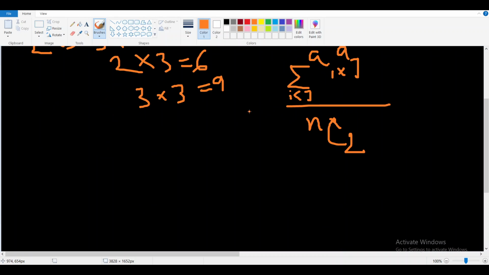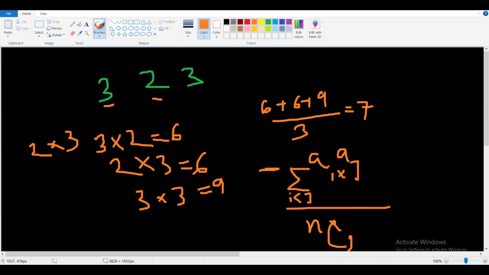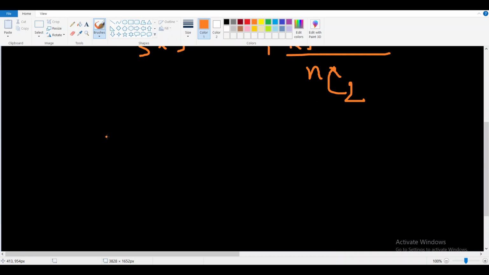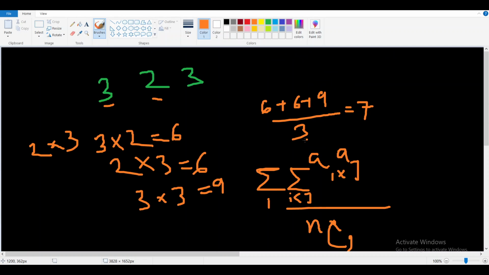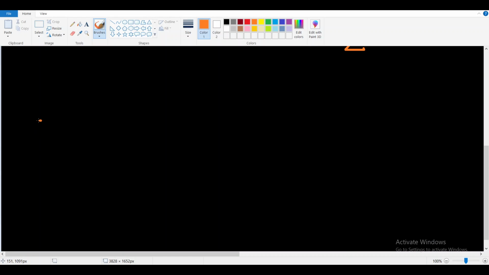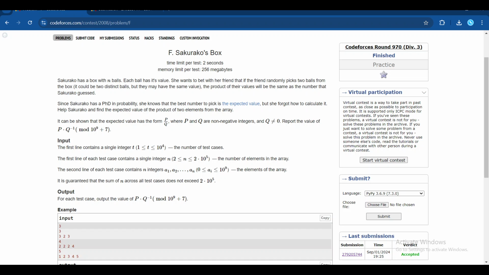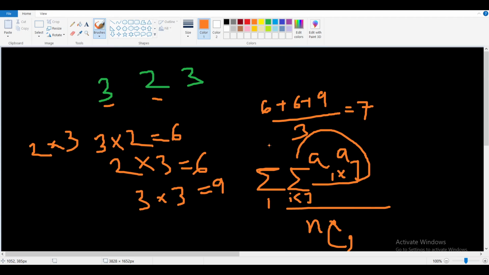Now, how can we write the summation of ai into aj? That is the important part. This problem can be solved in order of n square by just finding the sum of everything. The order of n square is a brute force solution, but I am not going into that because you will easily do that. But here the constraint on n is 2 into 10 to the power 5, so we have to think of something linear or log n.